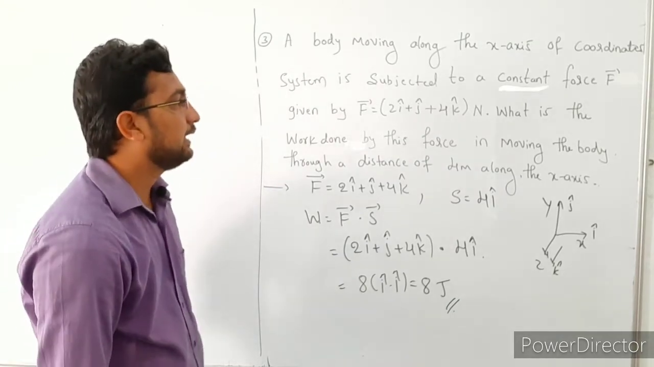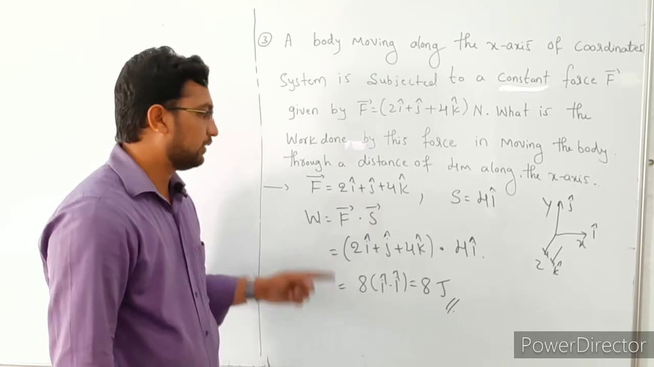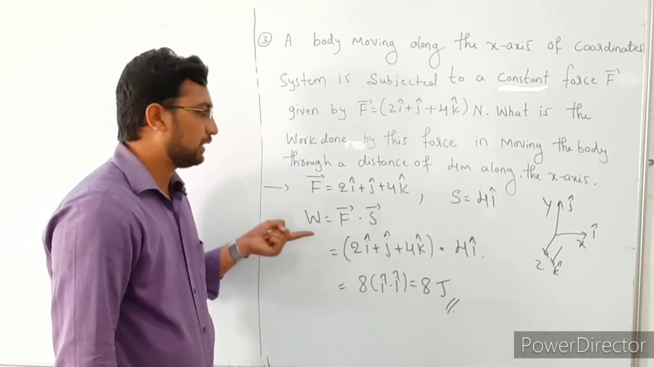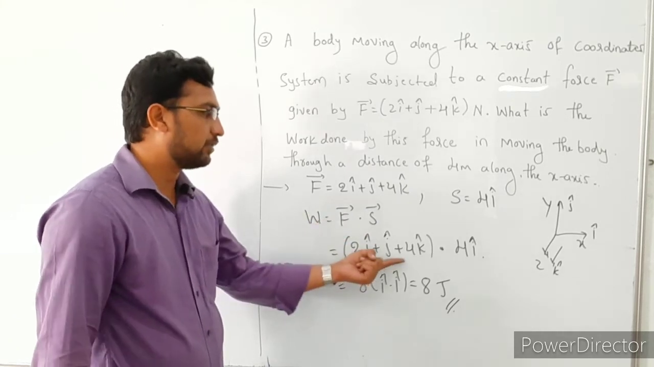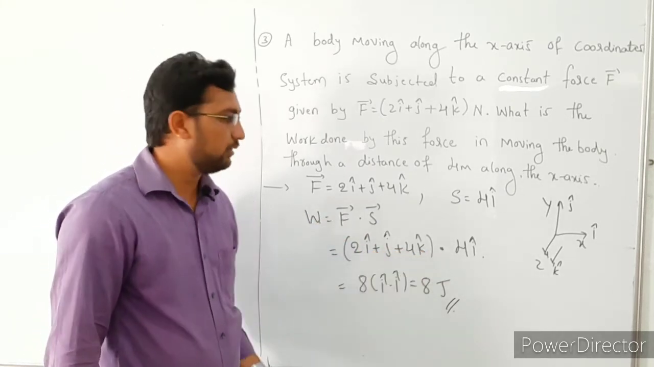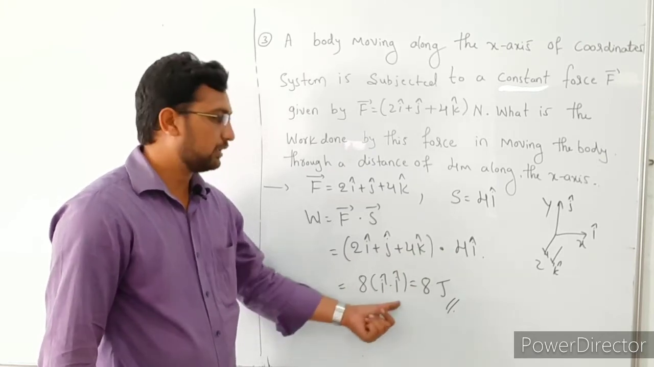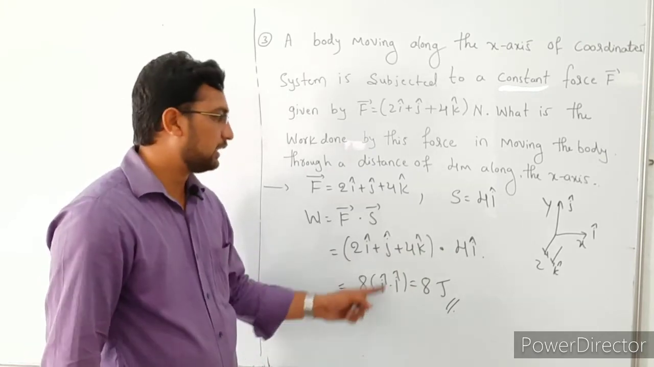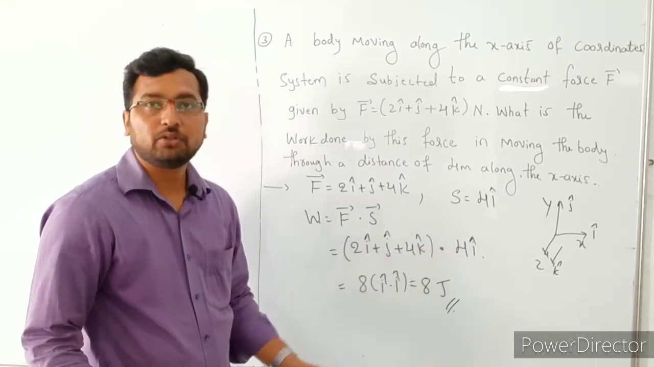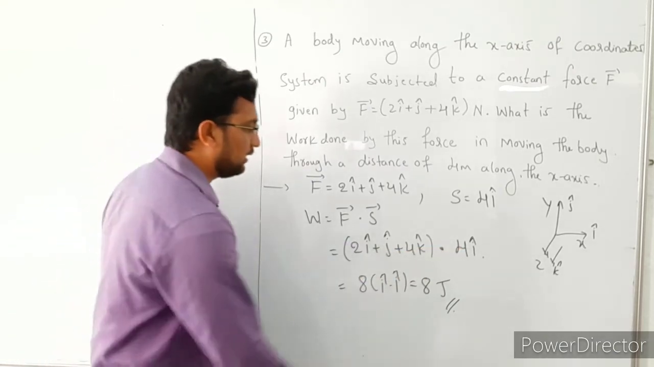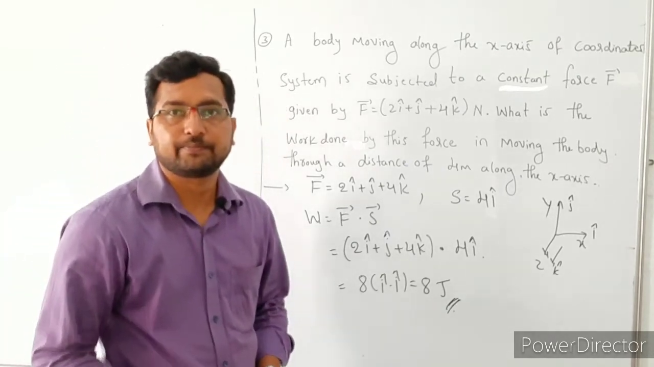So in this case the force is given in vector form, and the displacement is also in vector form. So here we use the formula that work is equal to the dot product of force and displacement. We substitute the force value and the displacement value. So here 2 into 4 is 8, i dot i is equal to 1, so this is equal to 8 joules. After that, i dot j is equal to 0 and i dot k is equal to 0. So the result of this formula is 8 joules.